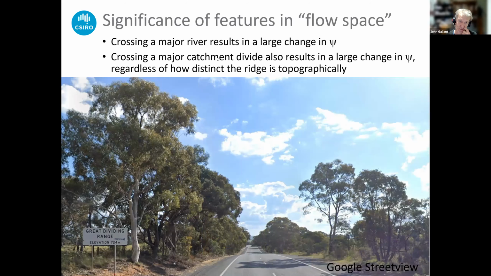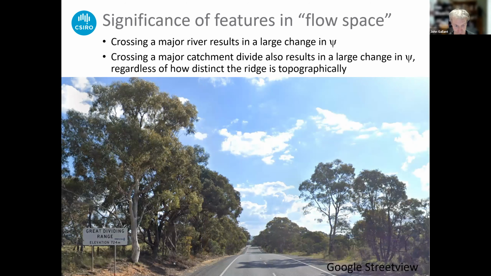Another useful feature of this is talking about the significance of features in this flow space. So when we cross a major river, we have a large change in stream function, obviously. And the same happens at a catchment divide, and catchment divides often are not particularly topographically distinct.